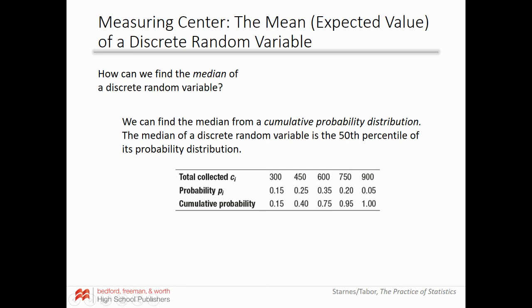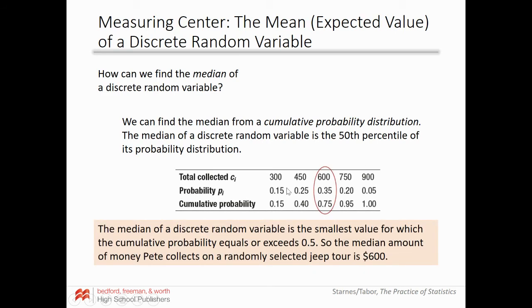All right, so here I could look at the cumulative and I see I'm between 0.4 and 0.75. So between 450 and 600 is the 50th percentile. So the question is which one? If it is a discrete random variable, it is the smallest value for which the cumulative probability equals or exceeds 0.5. So since I don't hit 0.5 at 450, I don't want to include that because I'm too low. So I have to at least hit 0.5. So that's going to be $600 here.